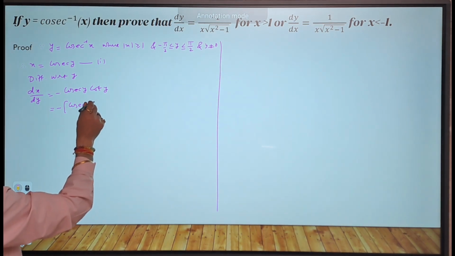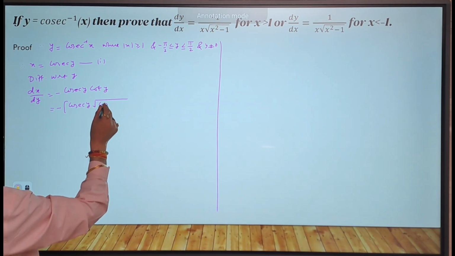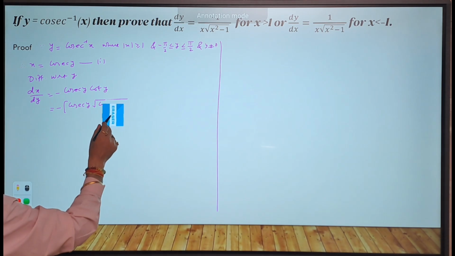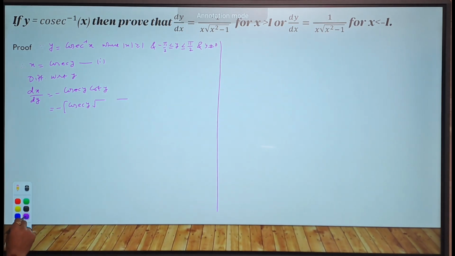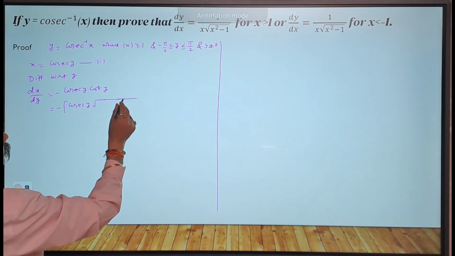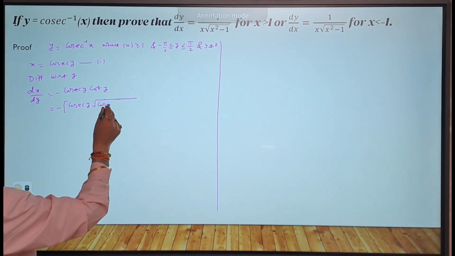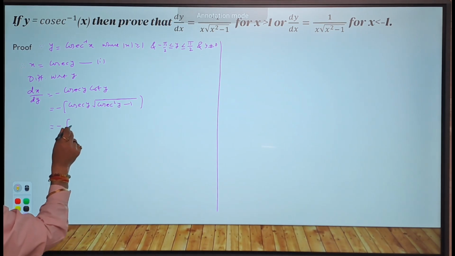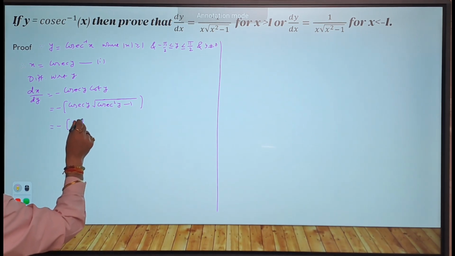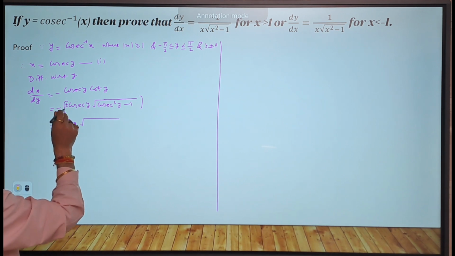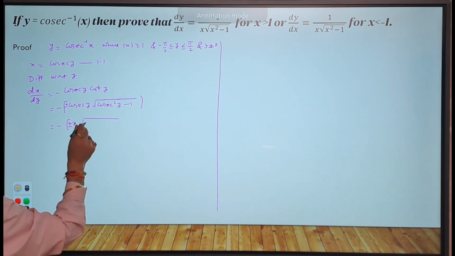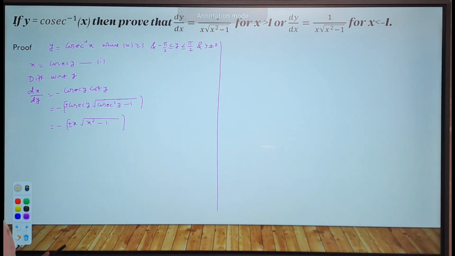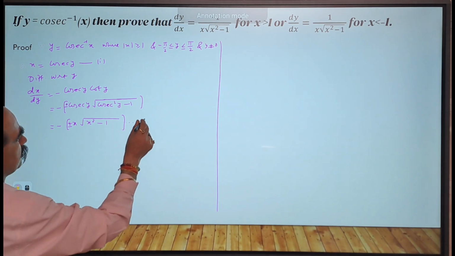Cosec y cot y can be written as cosec y times root cosec square y minus 1. This minus is there. Cosec y is what? x. The moment we write root, we have to write plus minus. Now we have to decide whether it is positive or negative.